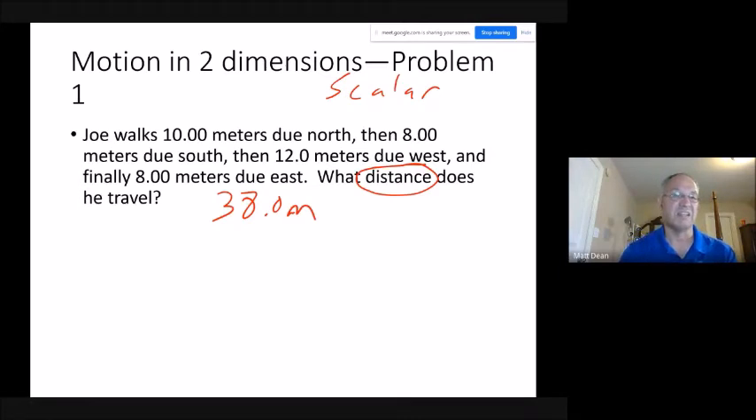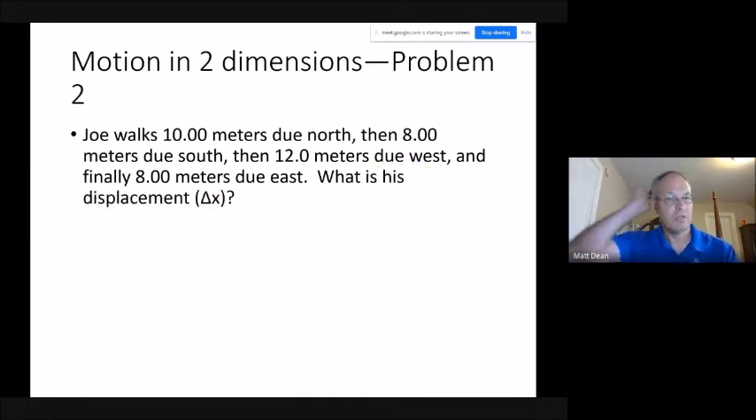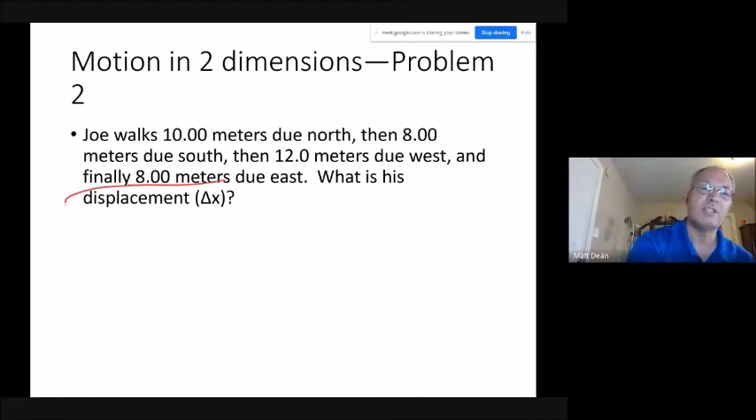And that's as hard as that gets. Now let's twist it a bit. So this looks sort of like the same problem, but in this case, it's asking for his displacement. And remember that displacement is a vector, and it takes into account both magnitude and direction. Essentially, it's going to tell you where you end up compared to where you started.